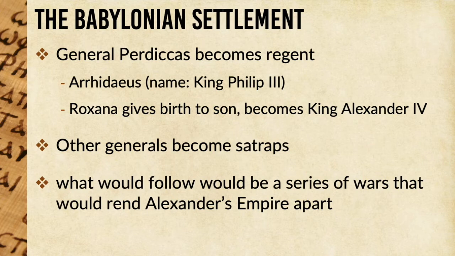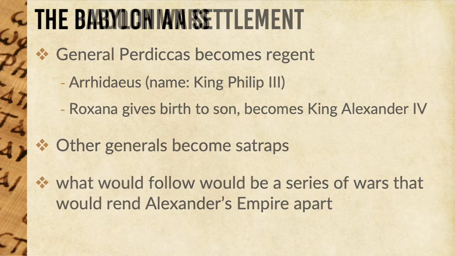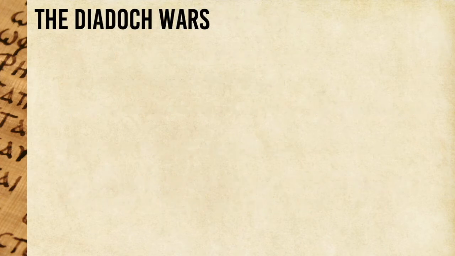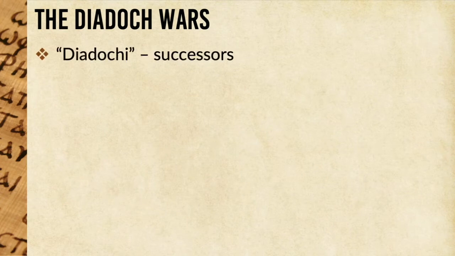These wars that follow the Babylonian settlement are called, historically, the Diadoch Wars, and that comes from that funny word diadoch, which comes from the Greek word that means successors. So it's these wars that are going to take place among these successors to Alexander the Great.